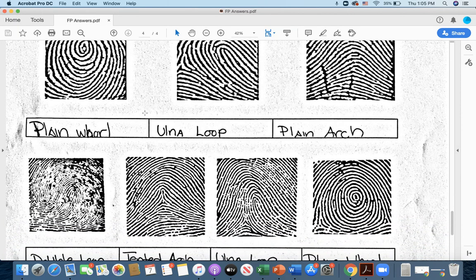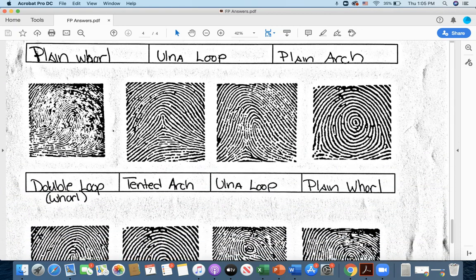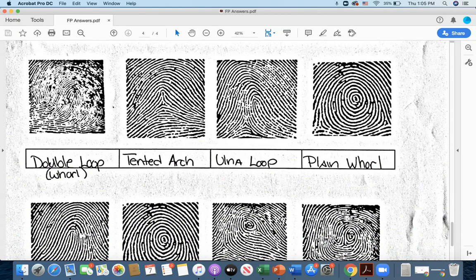I'm going to skip down and stick with the whorl pattern. So we're staying consistent with one pattern at a time. All the way to the right side here in the second row, you have another plain whorl because again, circles going all the way around. On the left, the first pattern, that is a double loop.